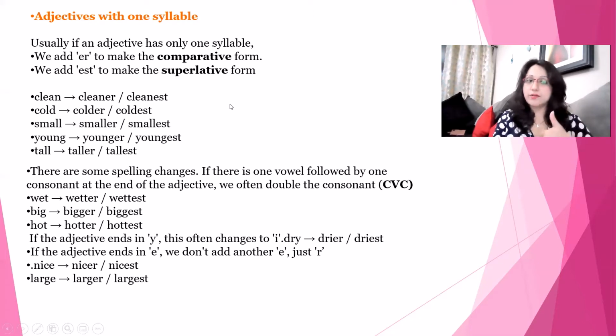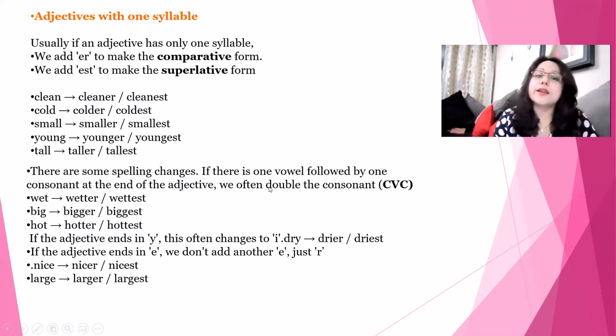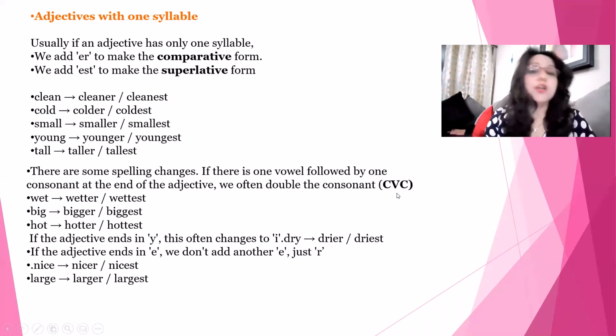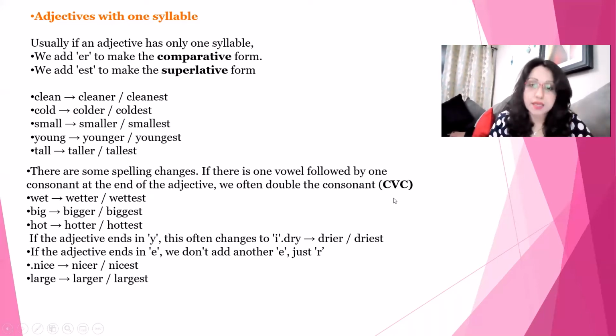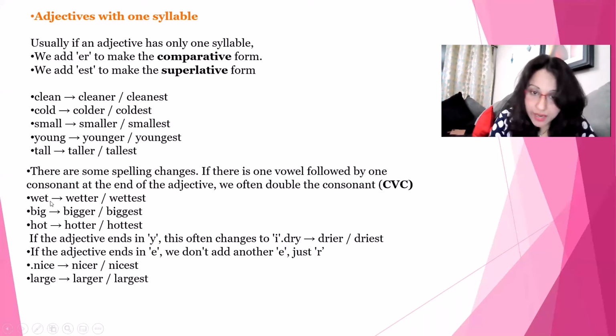Okay? Is that all right? Everybody with me? Good. Now look over here. There are some spelling changes if there is one vowel followed by one consonant at the end of the adjective. So I hope you know what your CVC rule is. So consonant, vowel, consonant. Whenever we have such words which have consonant, vowel, consonant, the rule is, always remember, the rule is that you double the last consonant.